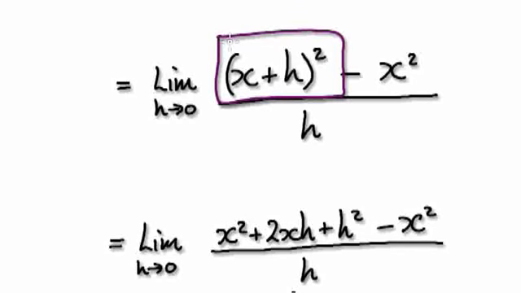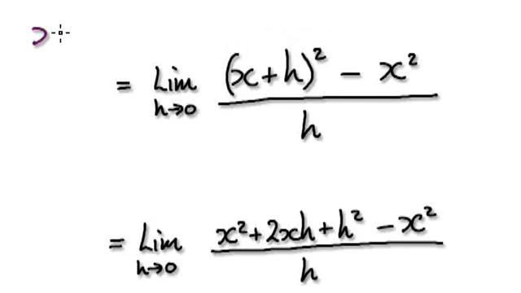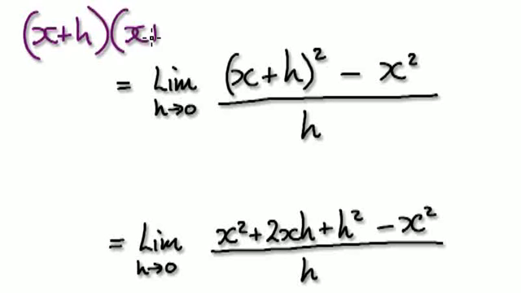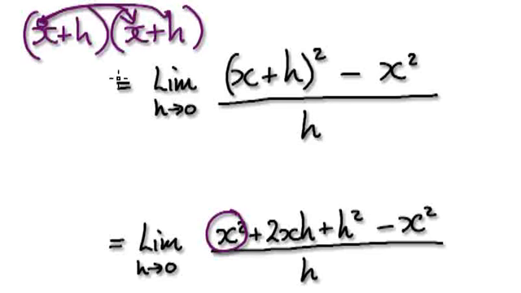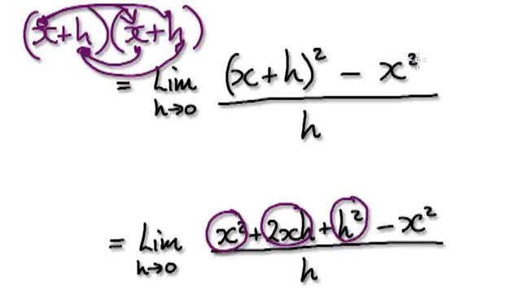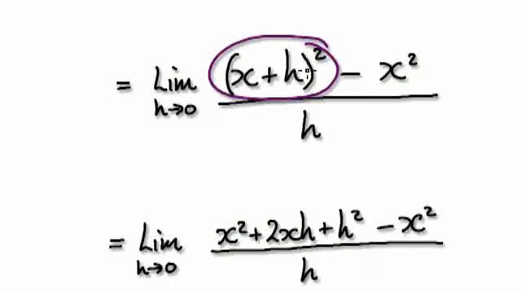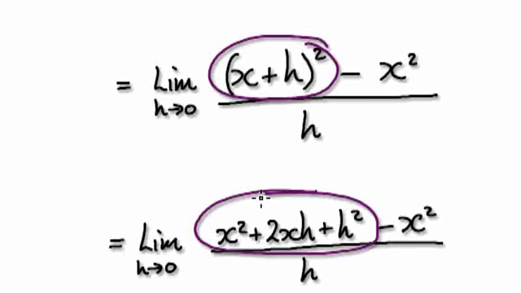So visualize this bit here as this x plus h, and then times it by itself. So you're going to get x times x, so that will give you x squared, and then x times this, and then this times this. That will give you 2xh, and then you've got h times h here. That will give you h squared, and then let's just take this down here. Okay, so multiplying this out will give you this whole thing here.